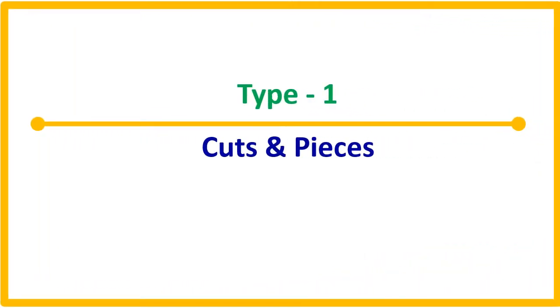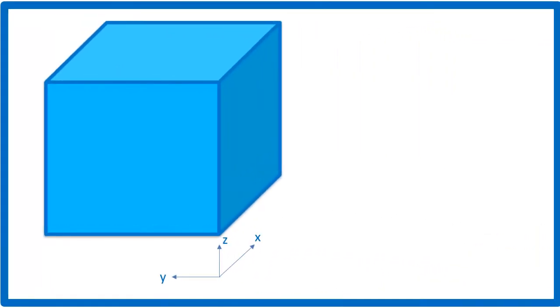Cuts and pieces. So a cube is a three-dimensional body having three directions, so-called X, Y and Z. Talking about the number of faces, edges and corners, there are 6 faces and 12 edges in a cube, and there are 8 corners.